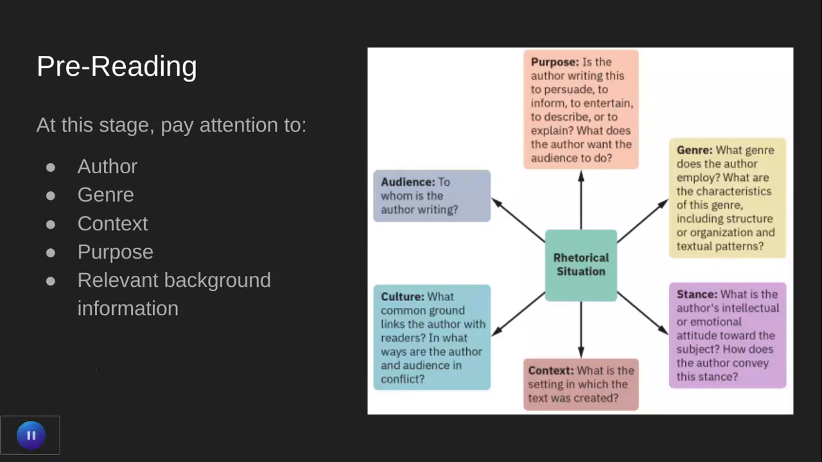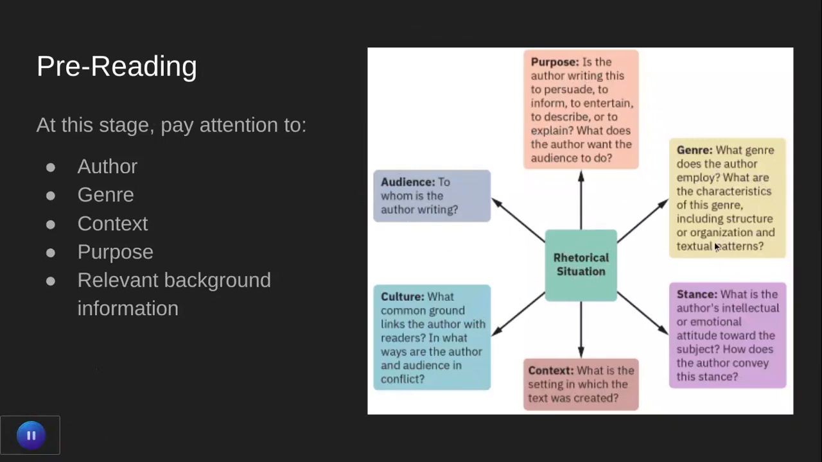At this stage, you should pay attention to things like the author, the genre, the context, the purpose, and relevant background information. Another way to refer to that is the rhetorical situation. So we want to look at things like, what is the author's purpose? Who are they writing for?